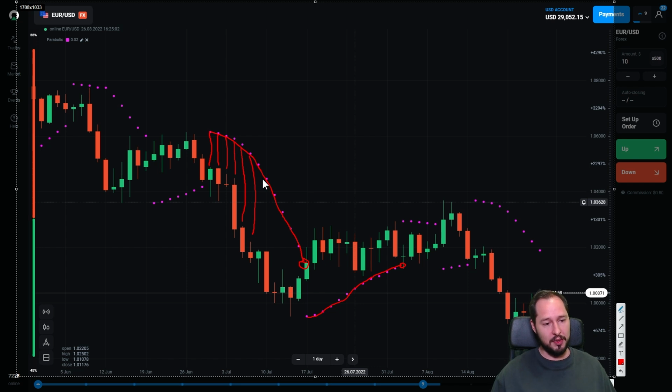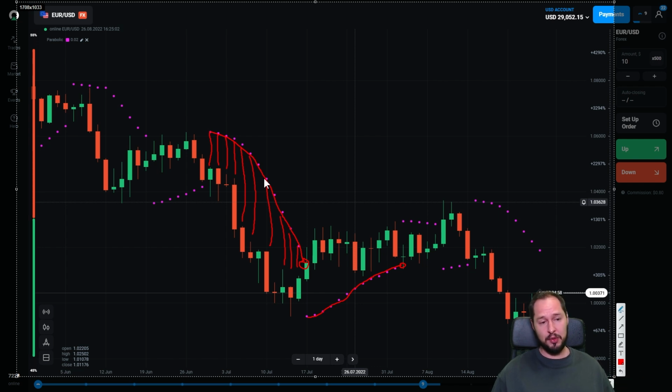And at some point, this distance will be decreasing, and at some point, inevitably, in 100% of cases, there will be some sort of a crossover. So what does it mean? It means that it can help you to determine where to get into the trend.